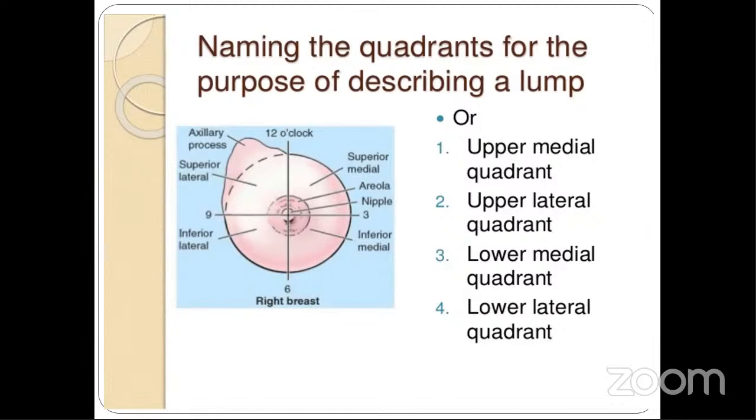So the breast is divided into 4 parts. There are two imaginary lines here, 12 to 6 and 9 to 3. So we have 4 quadrants. First one, superior medial. Second one, superior lateral. Inferior medial, inferior lateral. This is not the common name. The common names are upper medial, upper lateral quadrant, lower medial, lower lateral quadrant. These are the common names.